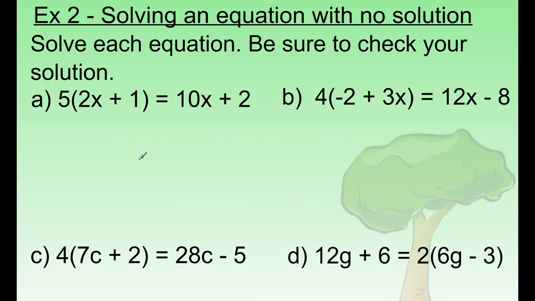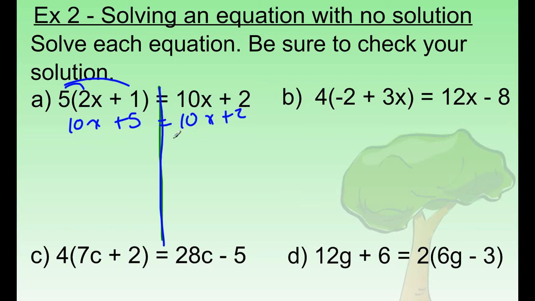So let's start with this first one, letter A. I'll change back to blue. If I start by distributing, normal method, 10x plus 5. On this side, we have 10x plus 2. Okay, there's nothing else to simplify. I've got variables on both sides. If I get rid of the one on the right, minus 10x, minus 10x. These cancel. Over here, these are going to cancel as well.